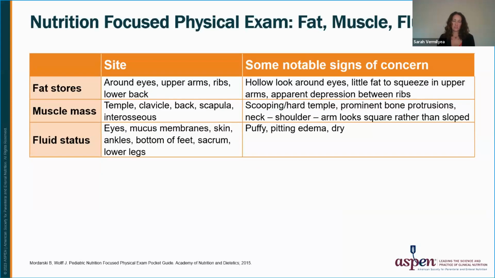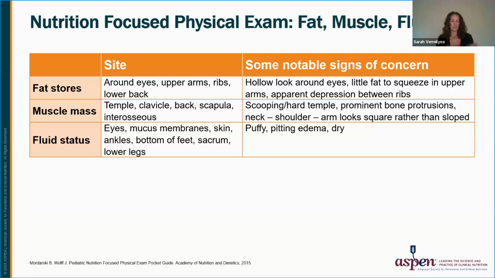So nutrition-focused physical exam, I'm not here to explain how to do it. We're talking about what it is and how to integrate it. But it is like a head to toe exam, and you can do it in any order. We just say head to toe because it's kind of a handy way not to forget anything. And 3 of the areas in that exam that we're looking at from a macronutrient perspective is the fat stores, the muscle mass, and fluid status.